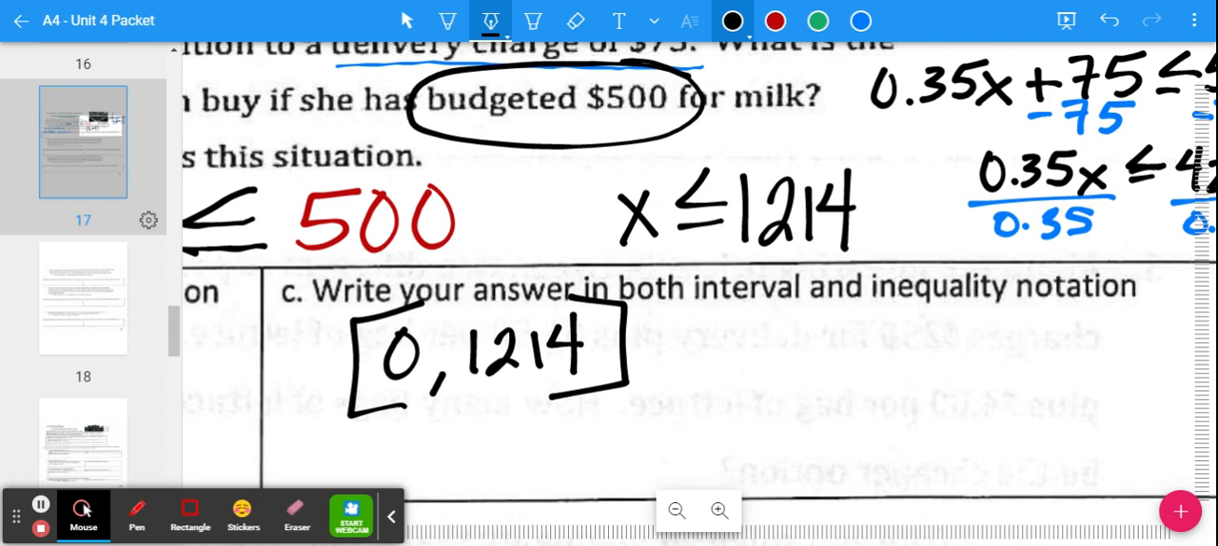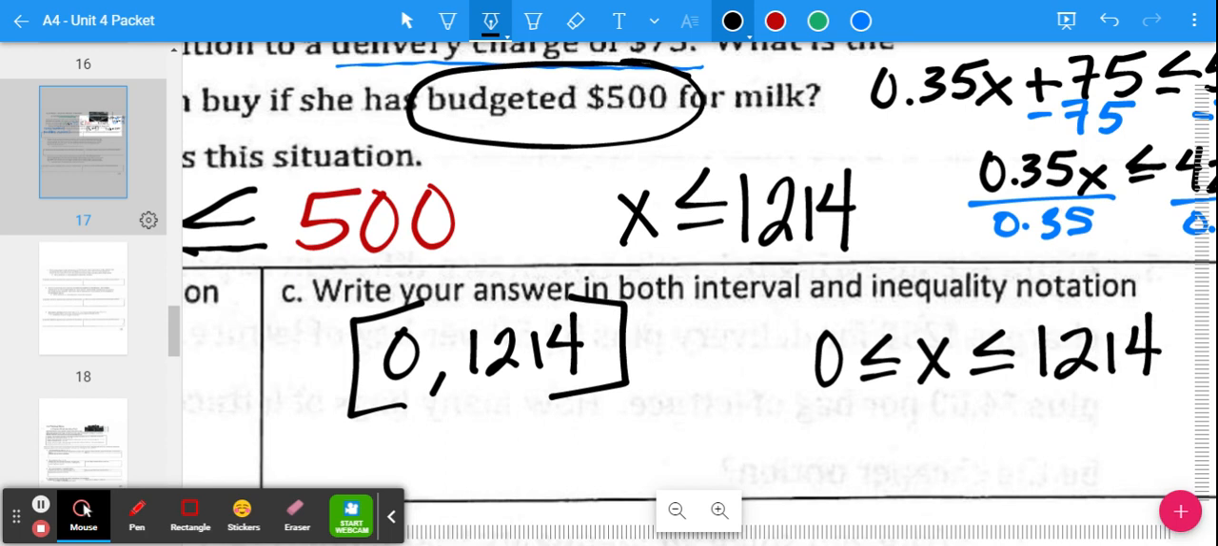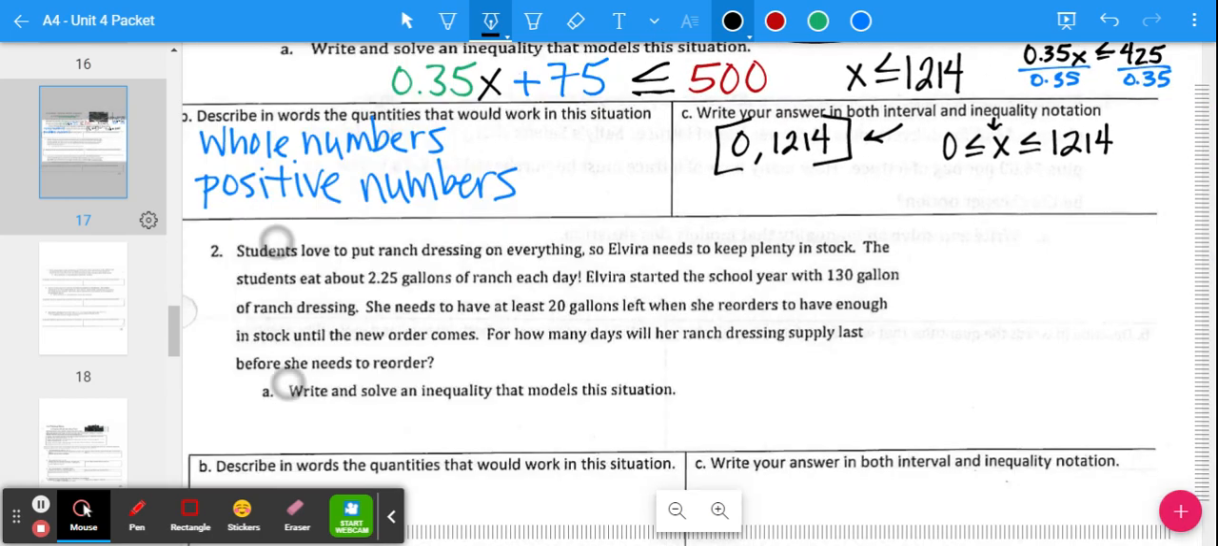So then for inequality notation, we have 0 is less than or equal to x, which is less than or equal to 1,214. On to the next problem.